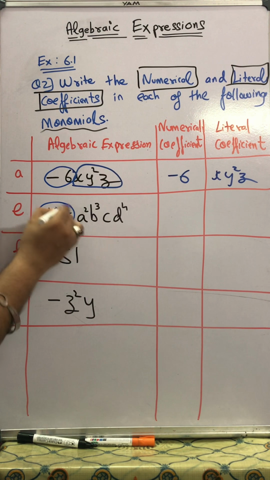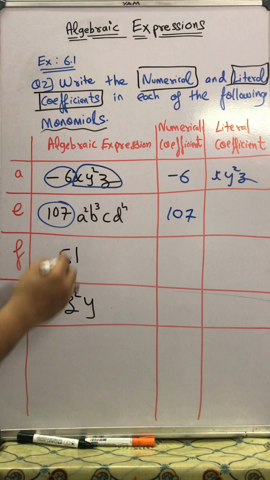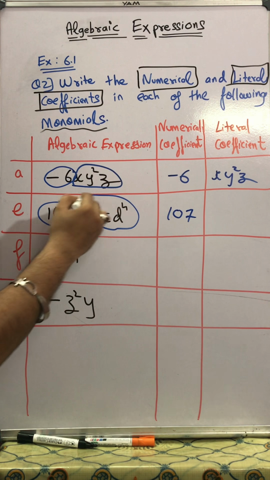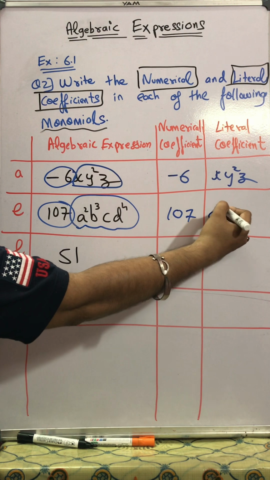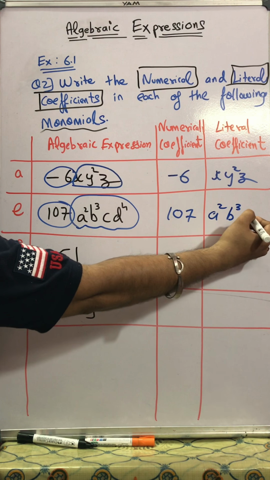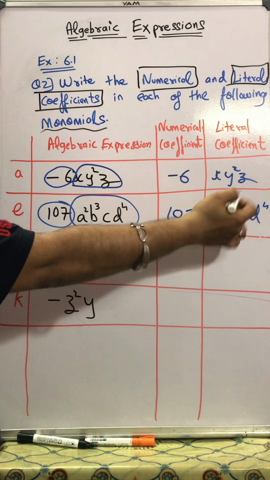Can I say 107 is a number? So 107 is a numerical coefficient. Okay, and can I say these are the alphabets? So the remaining are the literal coefficients. It's a square b cube c d raised to 4.